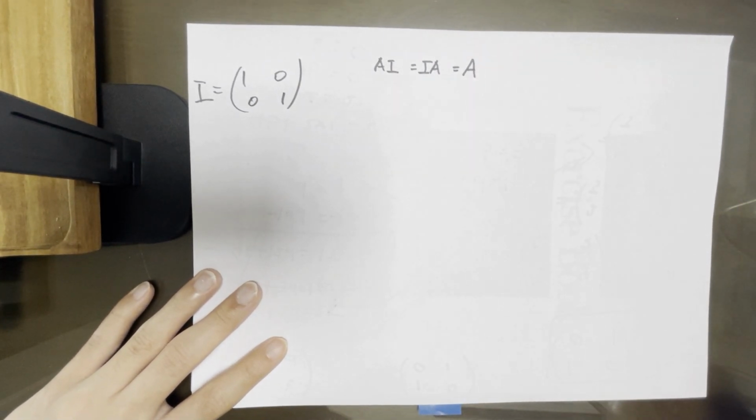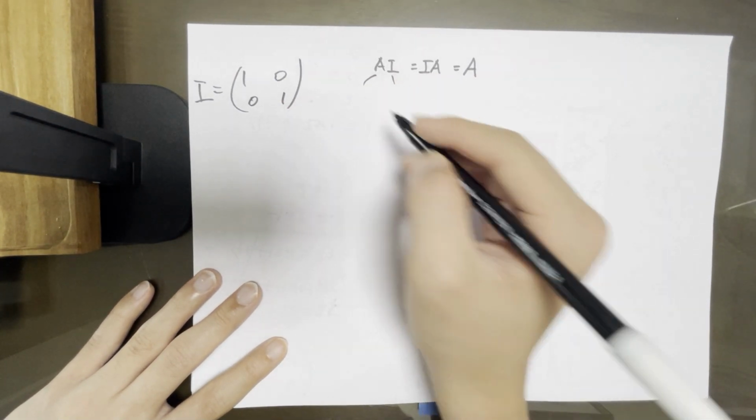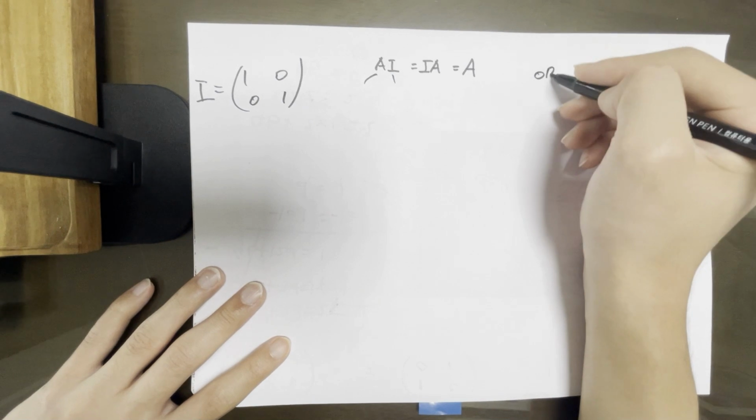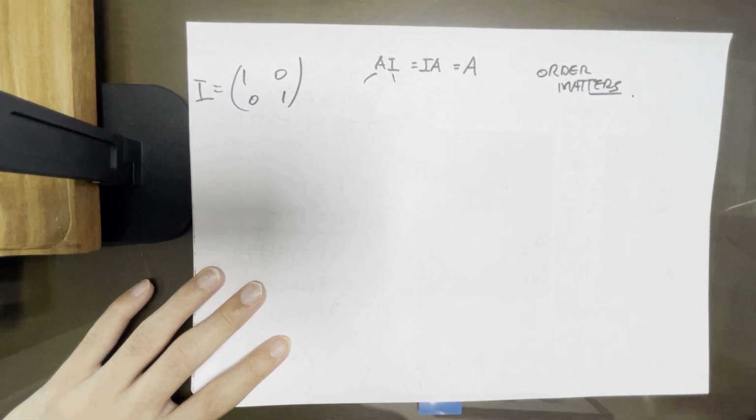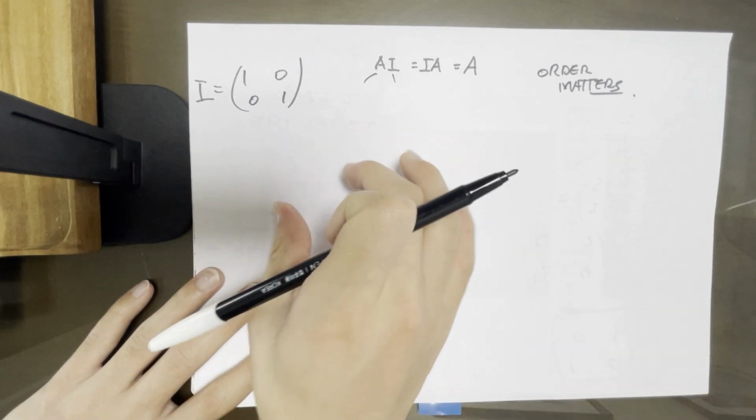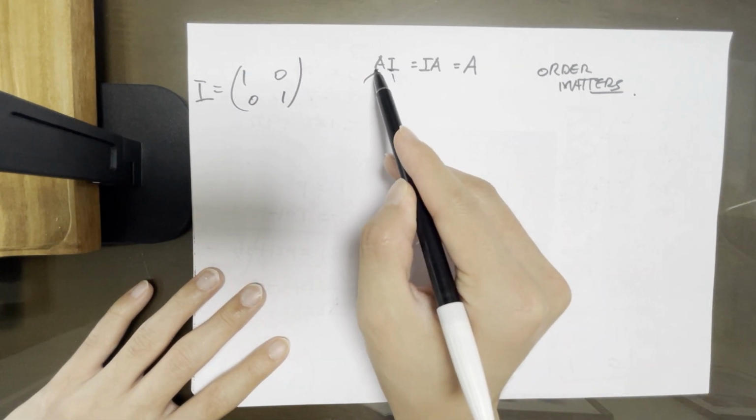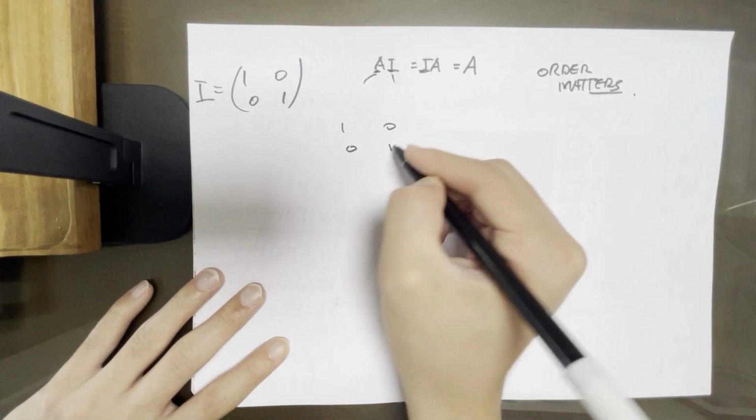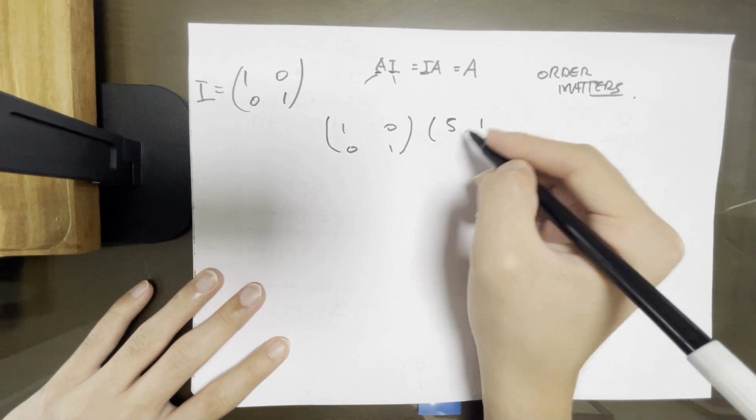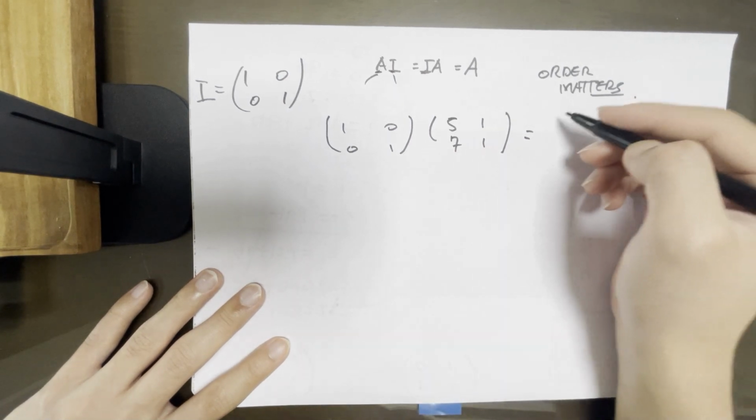What does this mean? A is a matrix, and I is the identity matrix, right? So usually with matrices, the order matters. If you have matrix multiplication, the order you do the multiplication changes the answer. But with the identity matrix, it doesn't matter. Even if you multiply 1, 0, 0, 1 by 5, 1, 7, 1. So the identity matrix came first this time, right? Let's see if we get the same answer still.